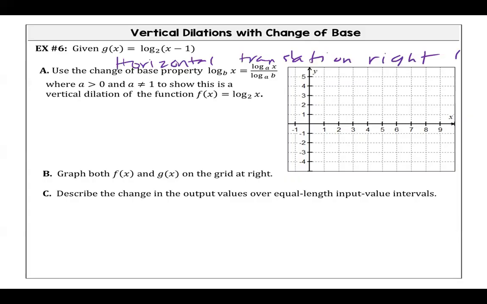All right. You're going to use the change of base to describe how this changes from a horizontal translation to a vertical dilation. All right. So with change of base, what ends up happening here is that you can separate and turn it into a common log. So I can take this and turn it into a common log.